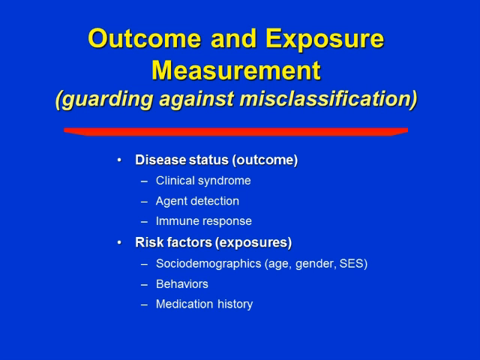In terms of outcome and exposure measurement, what we're really trying to do here is guard against what epidemiologists call misclassification. And that essentially just means putting someone into the wrong box, putting them into the category of being diseased when they don't have disease, and vice versa. And we think about this in terms of both your disease status, or your outcome, and your risk factors, or your exposures. And we'll start by talking about disease status.